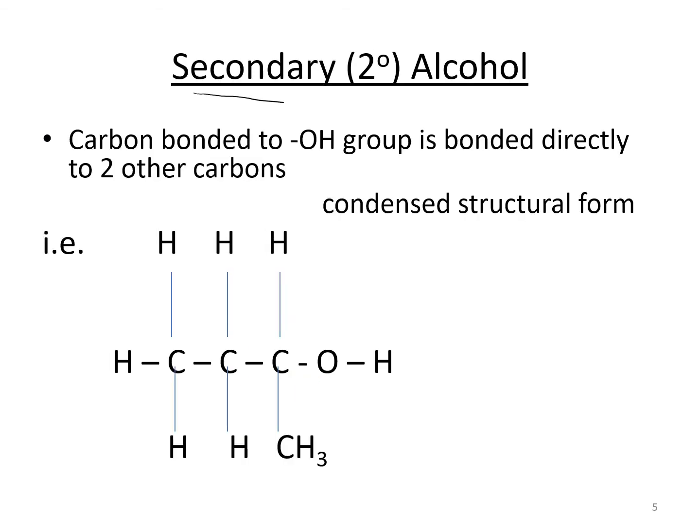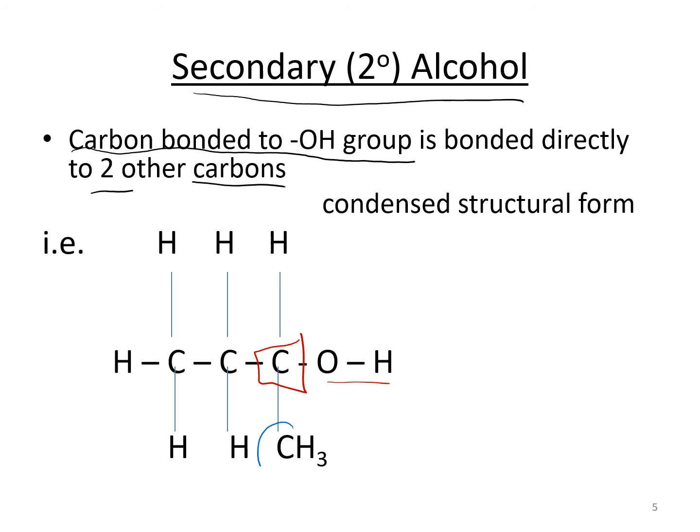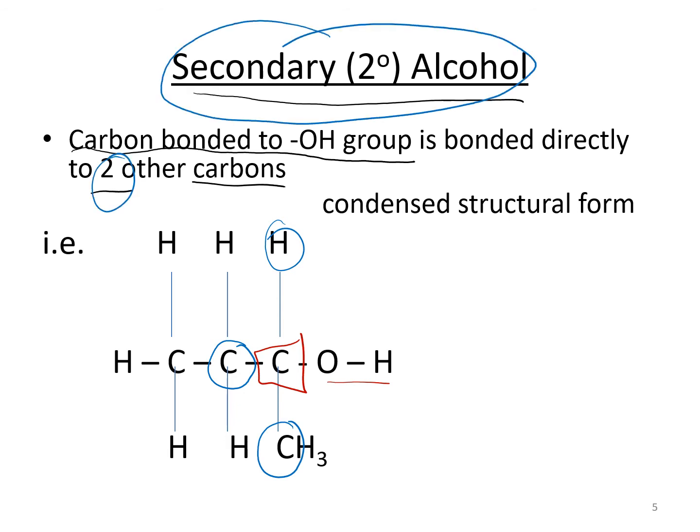A secondary alcohol is when I have a carbon bonded to that hydroxyl group, and it's bonded directly to 2 other carbons. So let's look at our example here. I'm going to highlight in red the carbon that's attached to my hydroxyl. I'm going to look at how many other carbons that is bonded to, and it's directly, not the total number of carbons in the molecule. The carbon in red is attached to 2 other carbons and a hydrogen. So the number of carbons it's attached to is 2. That makes it a secondary alcohol.